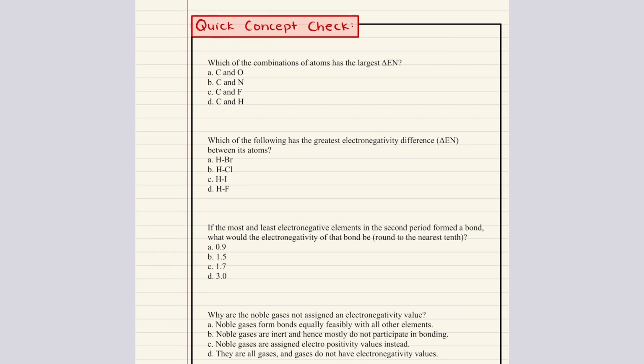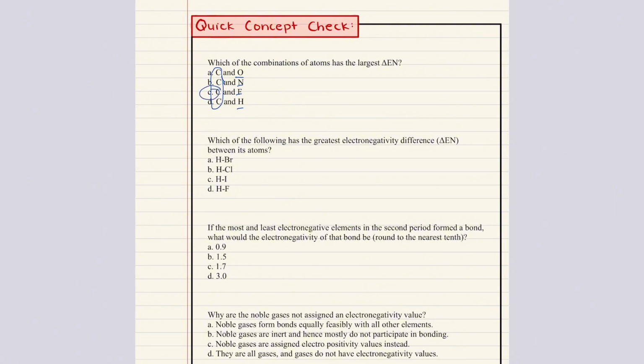This first problem says, which of the combinations of atoms has the largest difference in electronegativity values? Looking at our options, we have carbons bonded with 4 different elements: oxygen, nitrogen, fluorine, and hydrogen. And we have to determine which combination has the largest difference. Now, you can approach this problem one of 2 ways. If you recall that fluorine is the most electronegative element, then it becomes obvious that the largest difference is going to be between carbon and fluorine.